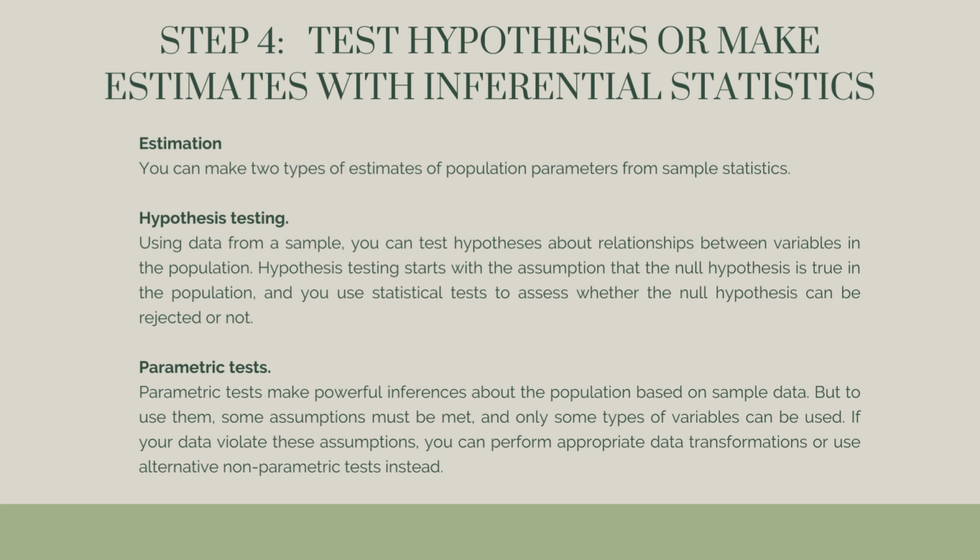Estimation. You can make two types of estimates of population parameters from sample statistics: a point estimate, a value that represents your best guess of the exact parameter; an interval estimate, a range of values that represent your best guess of where the parameter lies. If your aim is to infer and report population characteristics from sample data, it's best to use both point and interval estimates in your paper.